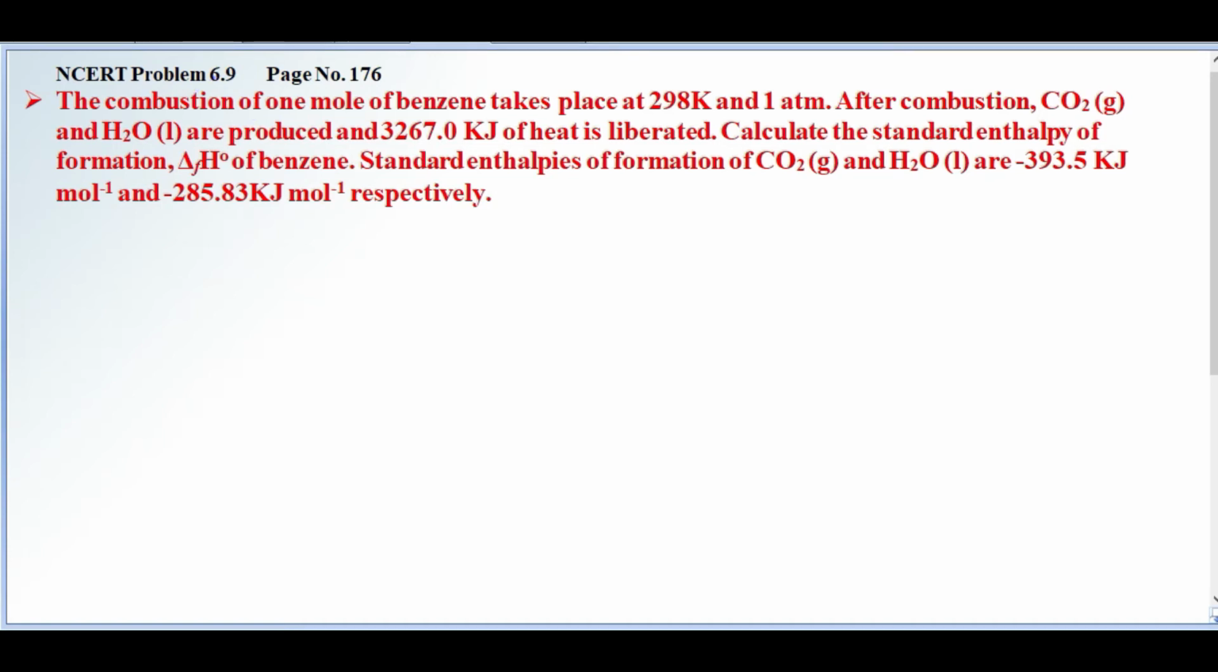Students, this is NCERT problem 6.9 from page number 176. In this question, they are saying the combustion of 1 mole of benzene takes place at 298 Kelvin and 1 atmosphere pressure. After combustion, CO2 and H2O are produced and 3267 kilojoule of heat is liberated. When benzene is combusting, carbon dioxide and water are produced with the liberation of this much energy. That means this much enthalpy is liberated, this much heat is liberated, right?